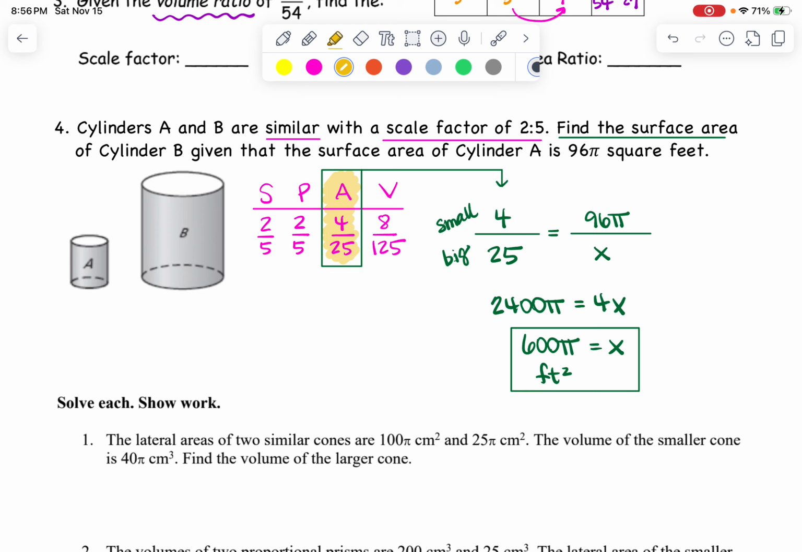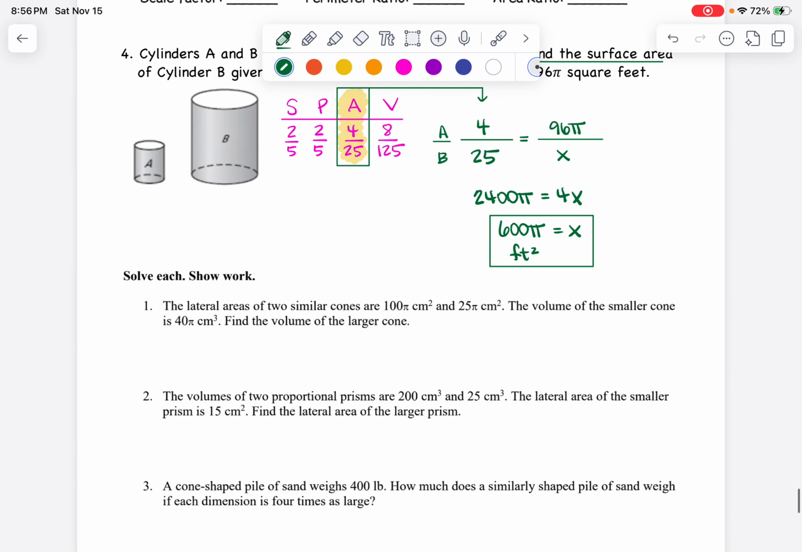All right. I hope that makes sense. Here I'm going to replace that small to big, and I'm going to write A to B because that's clearly how that ratio is being set up. Okay. All right. Moving on.